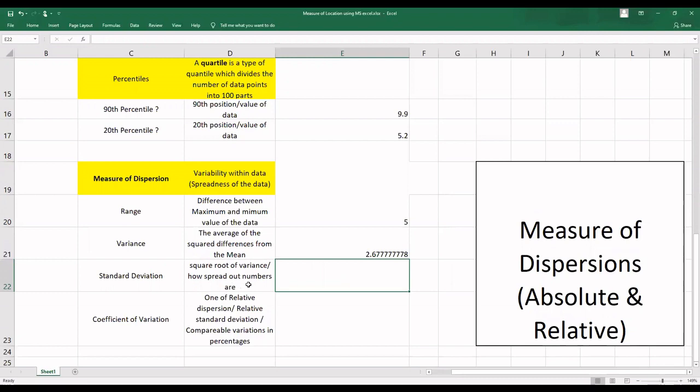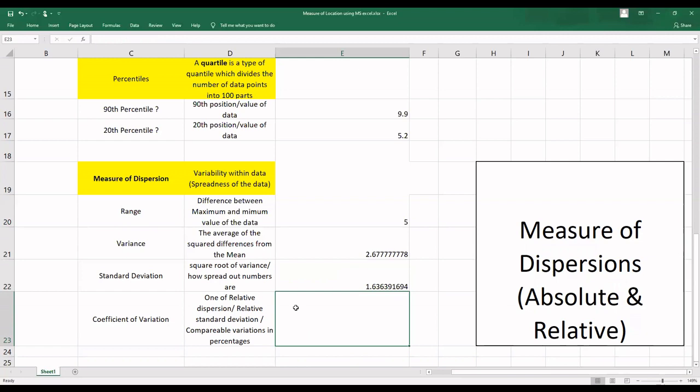The next is standard deviation. Standard deviation is the square root of the variance, and we can say it shows how spread out the numbers are. We write equal STDEV.S for the sample, and again we are going to find it for the IQ of the students, B2 to B11. So we will get the answer for standard deviation.